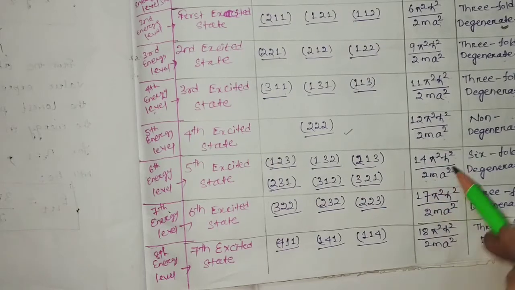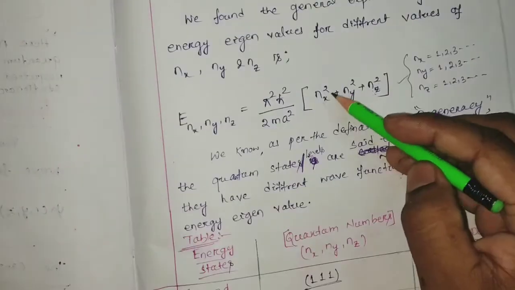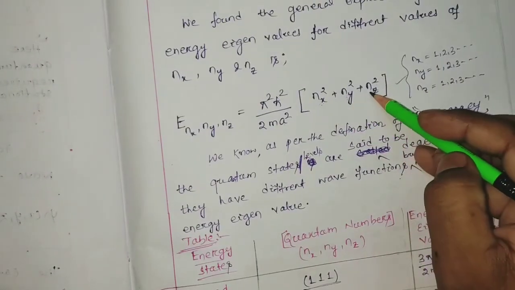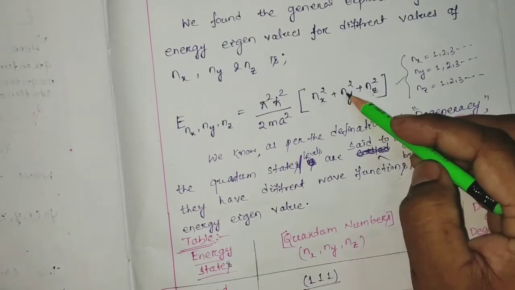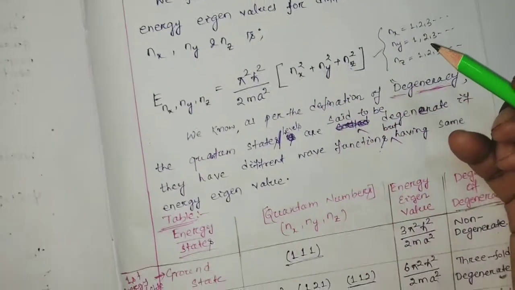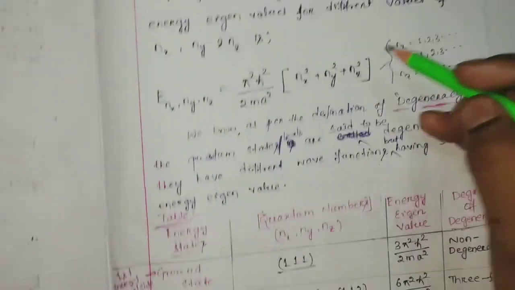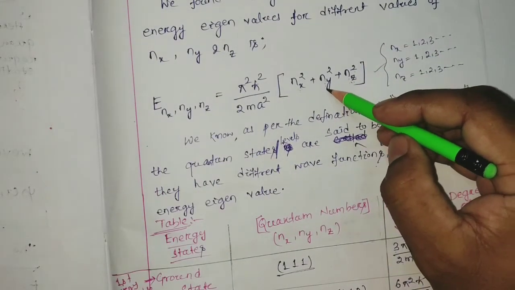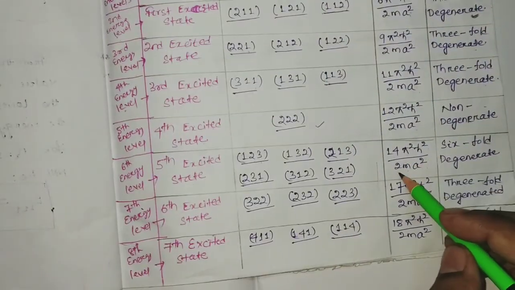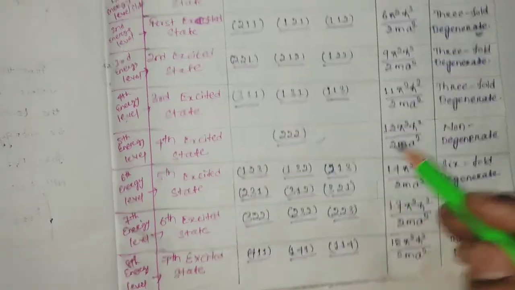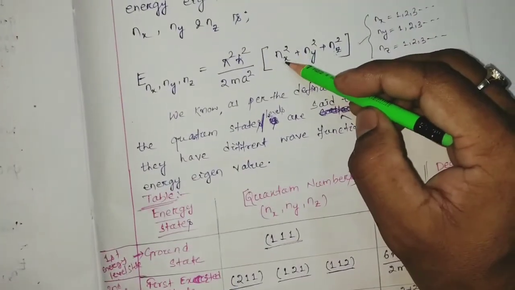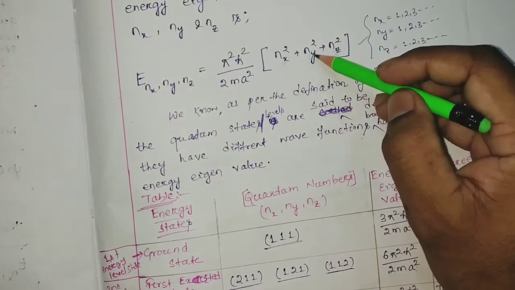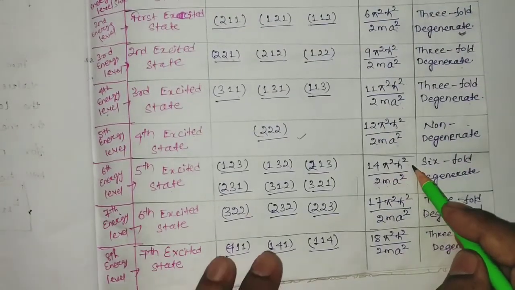You just put 1, 2, 3 here. This is 1, 2 square 4, 3 square 9, so 9 plus 4 plus 1, that is 14. 14 pi square h cross square by 2m a square. You just put 3, 1, 2. Here nx equals 3, 3 square 9, 4, 1, also 14. So 14 pi square h cross square by 2m a square.